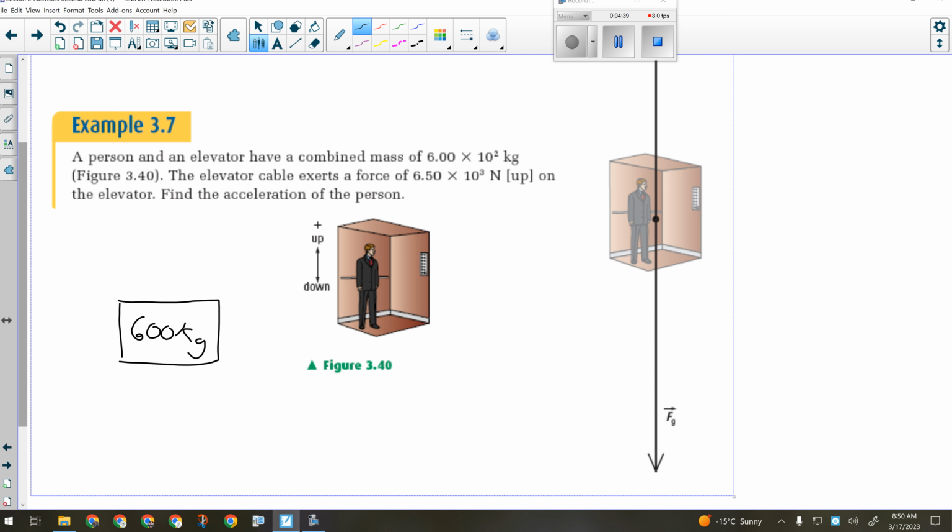Okay, so there's our elevator, 600 kilograms, and they've told us that the elevator cable, so the force of tension, that's supposed to be a capital T, equals 6,500 newtons. Is that the only force acting on the elevator? What other force is acting? Gravity. You'd be surprised how often people forget that.